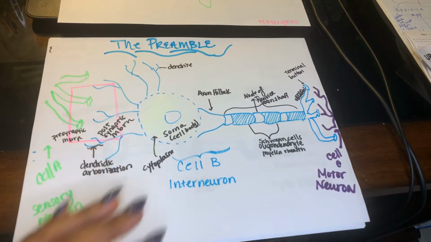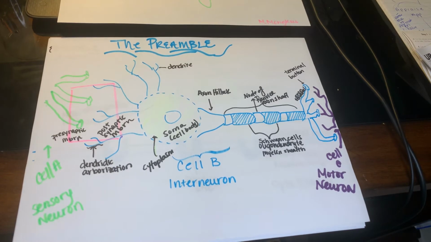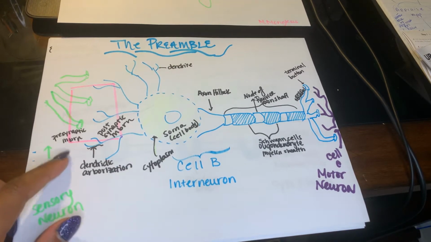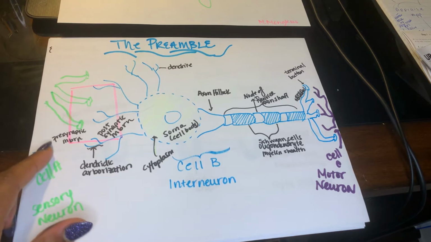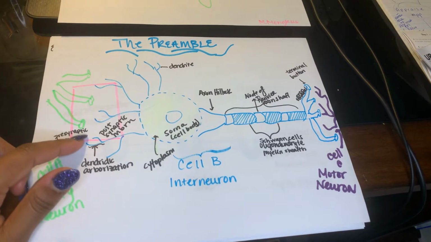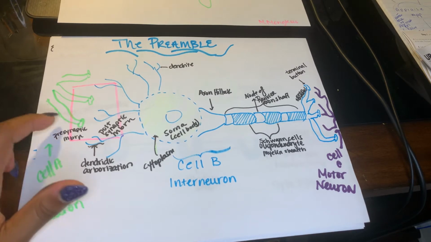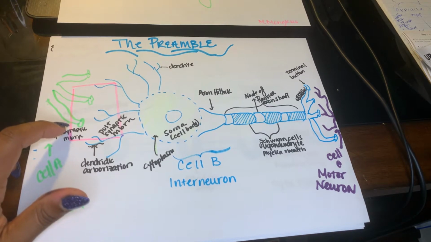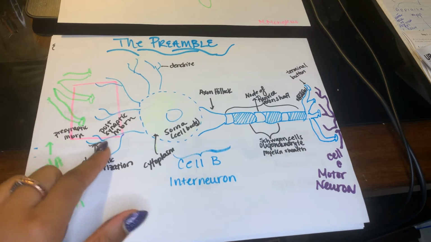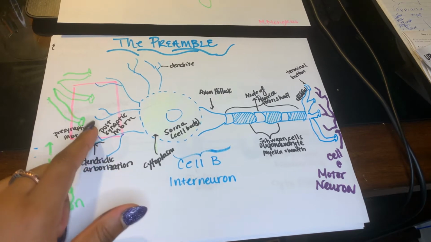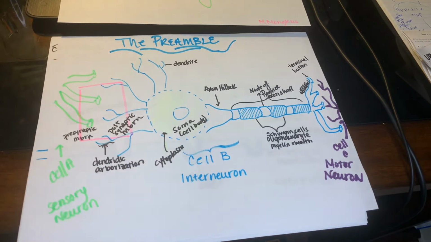So we go on. An event happens in cell A, and we have a neural network, which is a neuron with two synapses, a presynaptic membrane and a postsynaptic membrane. The presynaptic membrane is located at the axon terminal of cell A, and the postsynaptic membrane is located at the dendritic arborization of cell B.